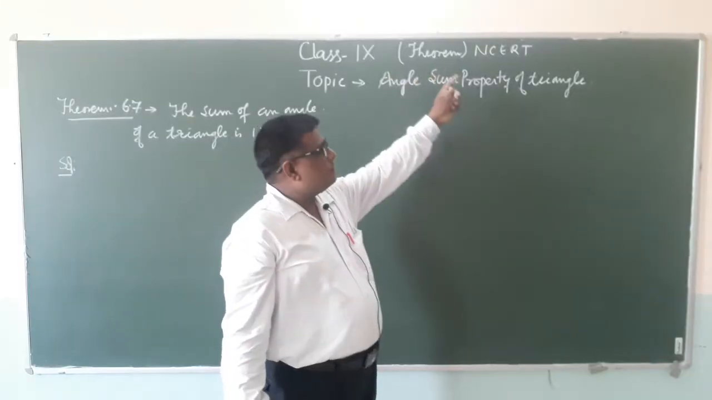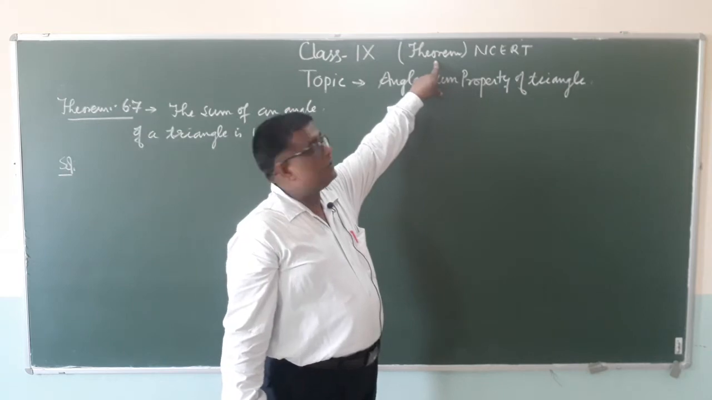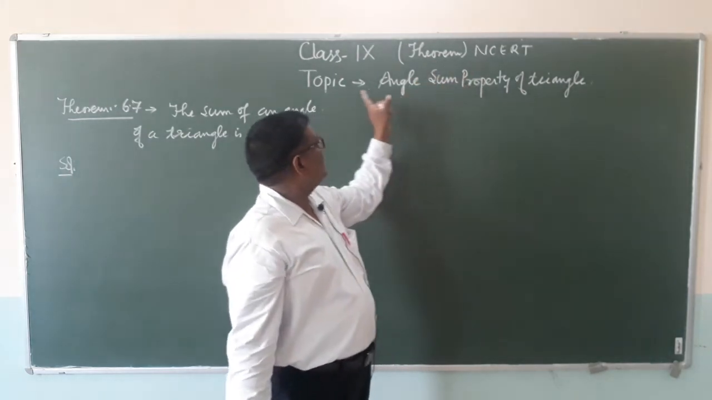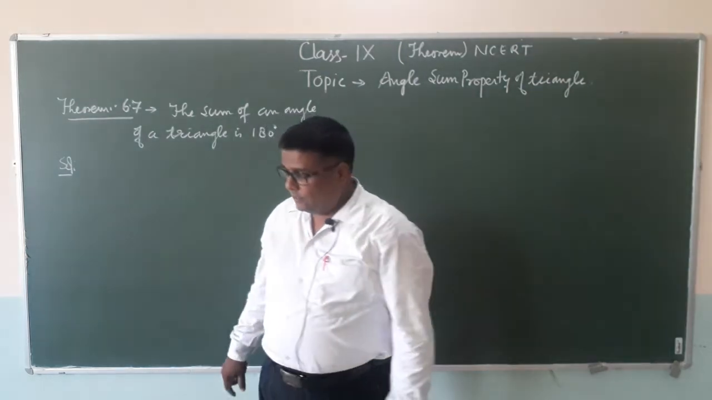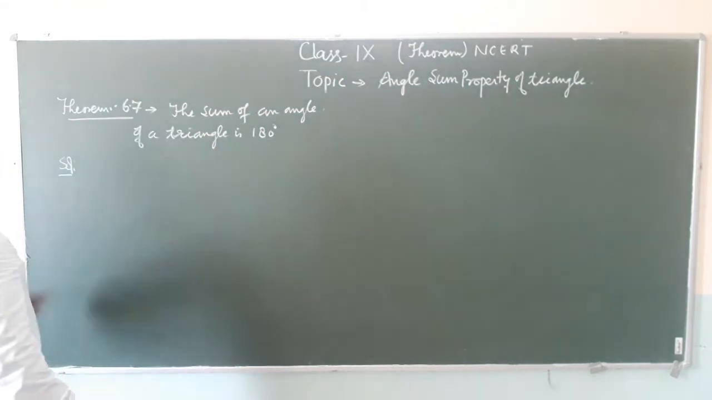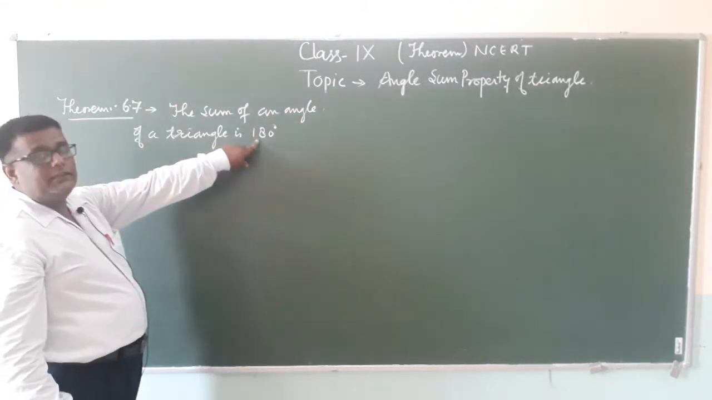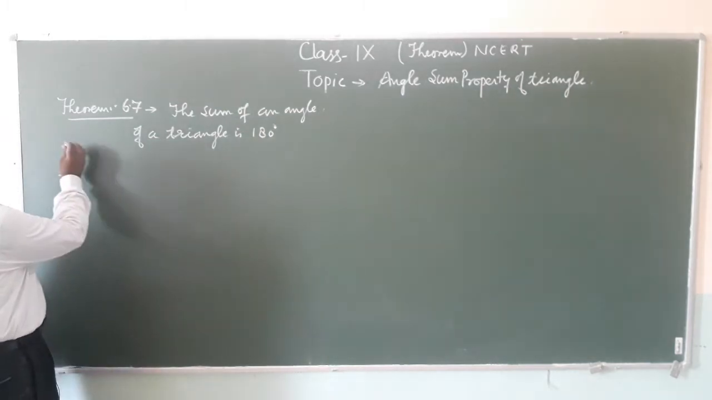Today we solve theorems, that is, proofs of theorems from NCERT. The topic is angles, some properties of triangle. The theorem is: the sum of the angles of a triangle is 180 degrees. So first of all, write the solution.